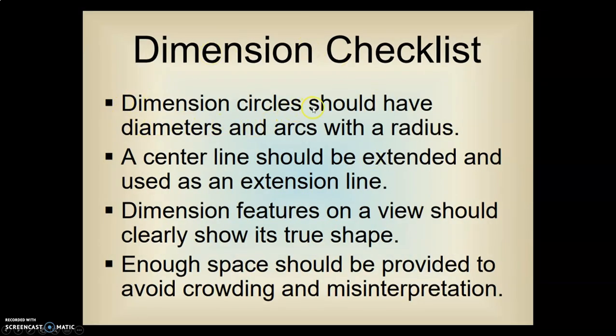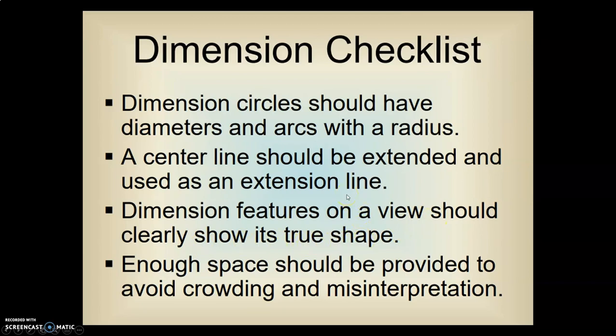When you dimension circles, they should have diameters. An arc should have a radius. So if it's a complete circle, it is dimensioned as a diameter. If it is part of a circle, it is a radius. Center lines should be extended and used as an extension line. Any circular feature must have a center line, even if that center line is not being dimensioned to in that particular view.